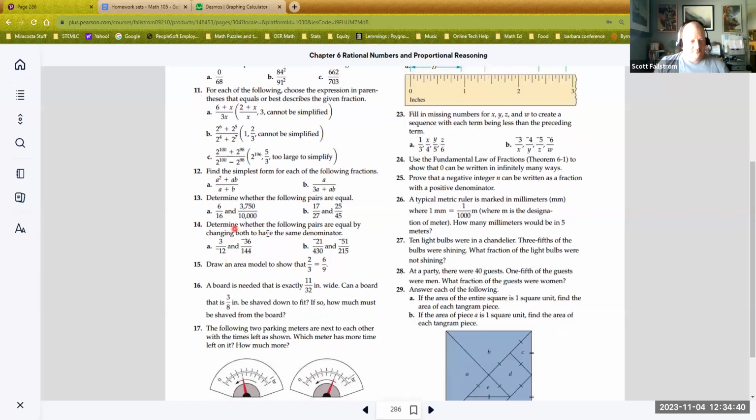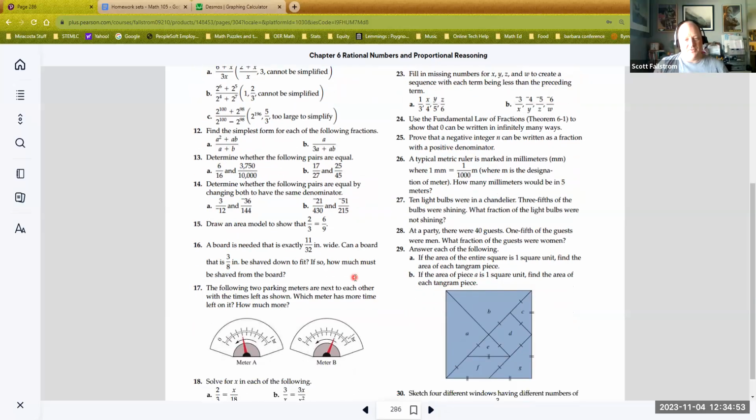And same here. Now this one says determine whether they're equal by changing both to have the same denominator. Realize that you could floff them up or you could floff them down. Totally up to you as you're doing it. Okay. And then the last one, draw an area model to show that 2/3 is equal to 6/9.